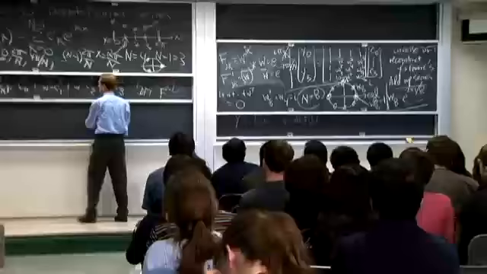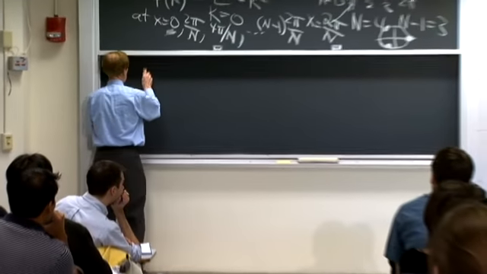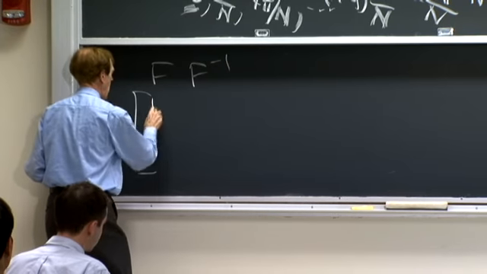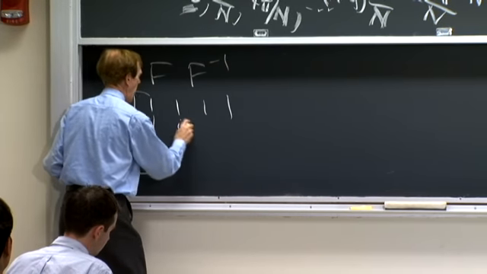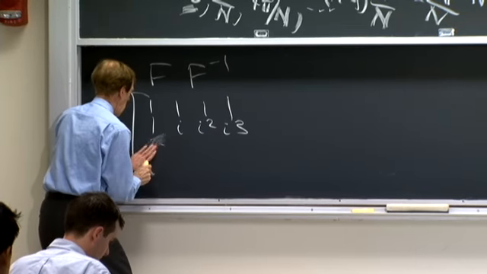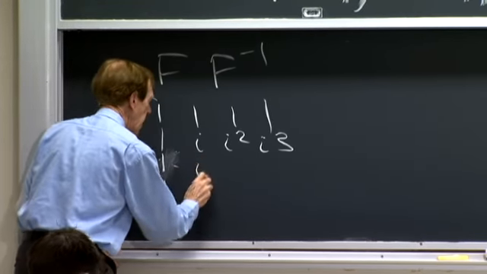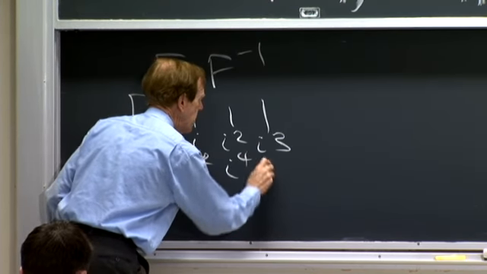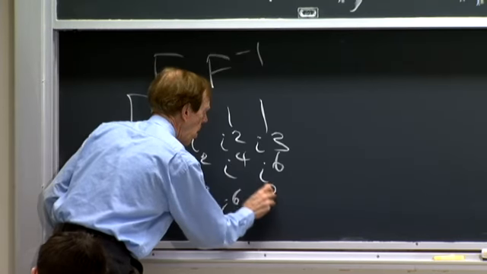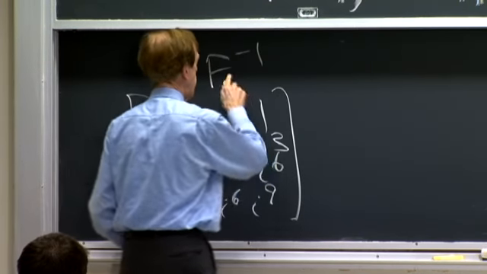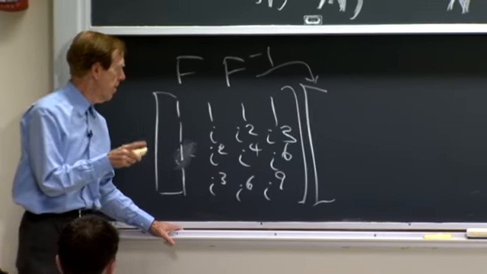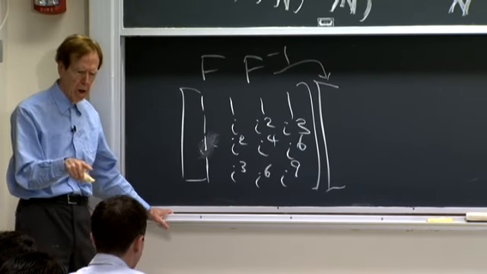Yeah, here's what I'm saying. Let me multiply f by f inverse. Say 1, 1, 1, 1, 1, i, i squared, i cubed. This is my f, right? Whoops. Don't ever let me do that. i squared, i to the 4th, i to the 6th, i cubed, i to the 6th, i to the 9th. Now my claim is that f inverse is going to involve the complex conjugate, w bar, i bar.